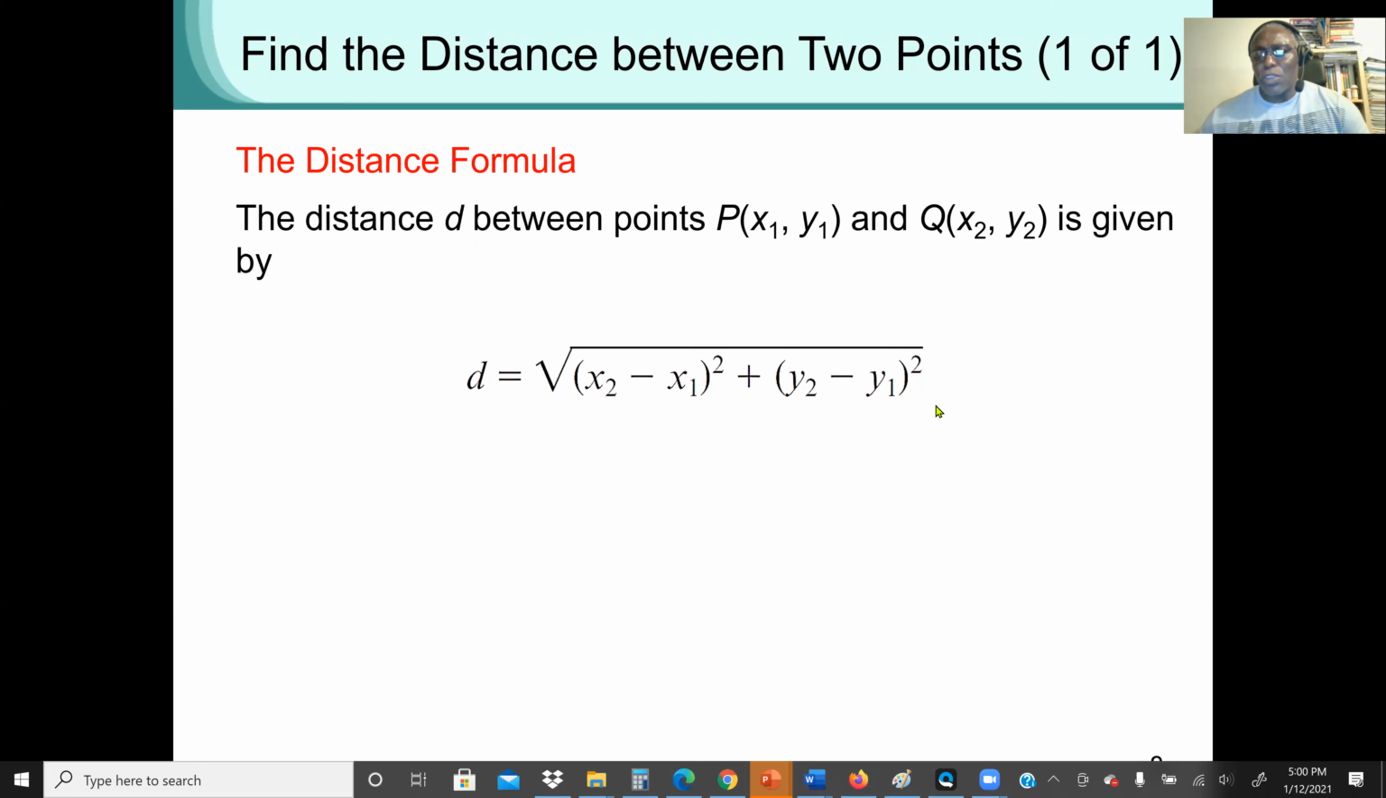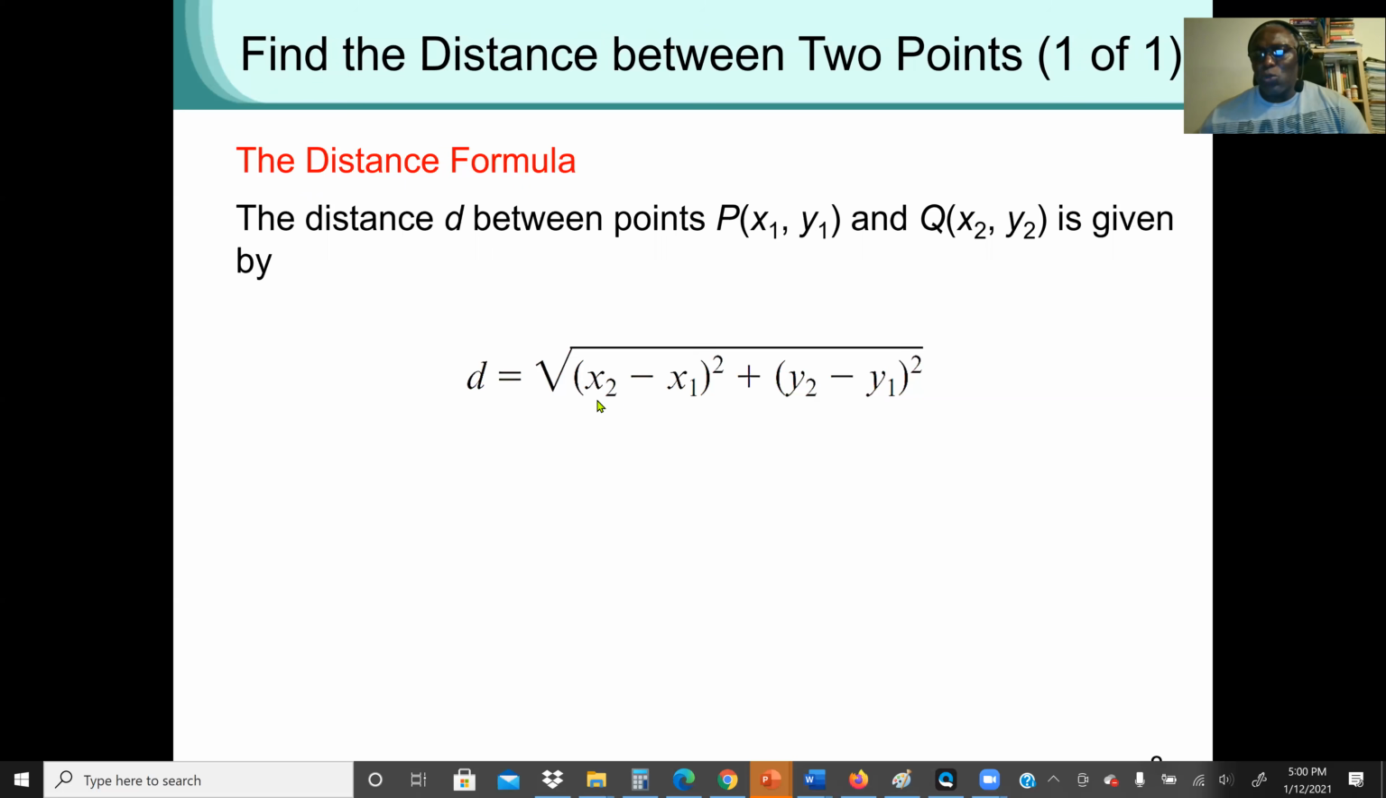And that's what we have here. Or we can say (x1 - x2) squared plus (y1 - y2) squared. Now, when we say x2 minus x1, also it should be y2 minus y1.